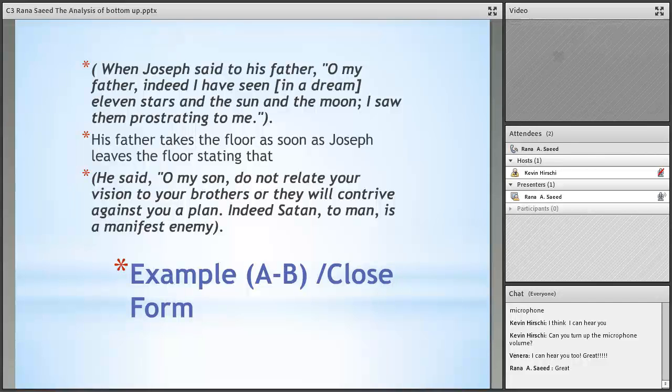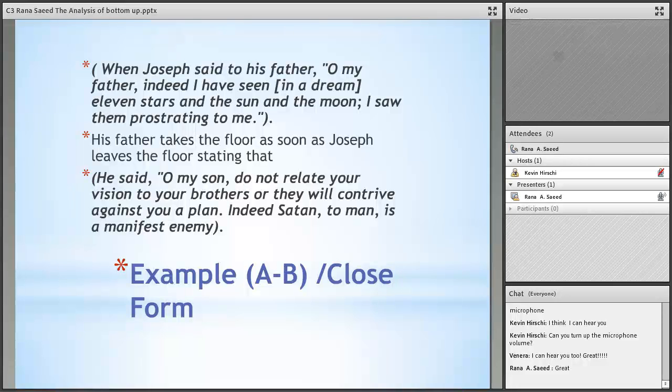So I will just give you one, because I have limited time. I will show you only the one type, which is the closed form of exchange. This is an example of A-B closed form, in which the exchange is between the father, Joseph's father, and the prophet himself, Joseph. So Joseph starts saying to his father that he has a dream, and in this dream he saw 11 stars and the sun and the moon, and he starts to explain his dream or his vision to his father. Now this is A, the initiation.